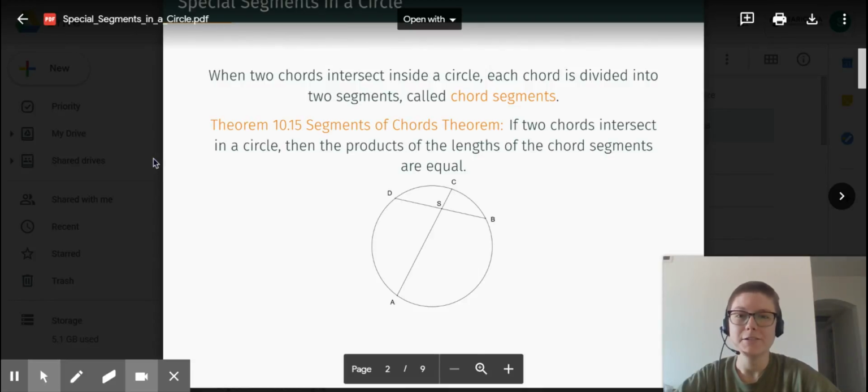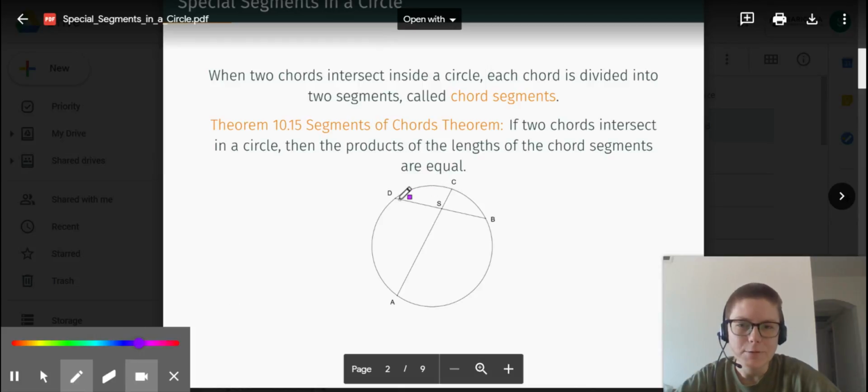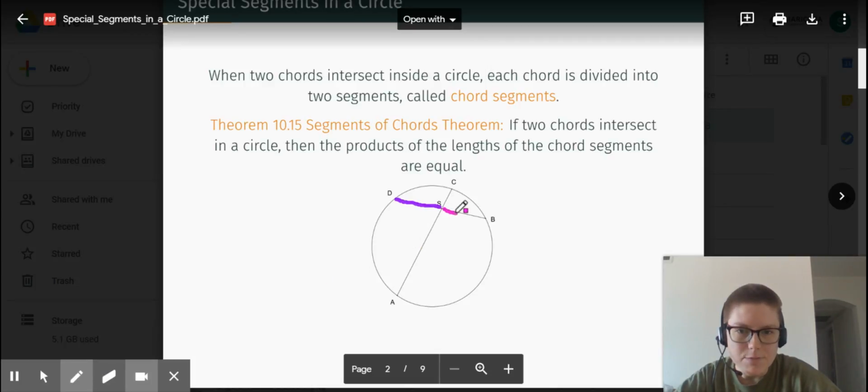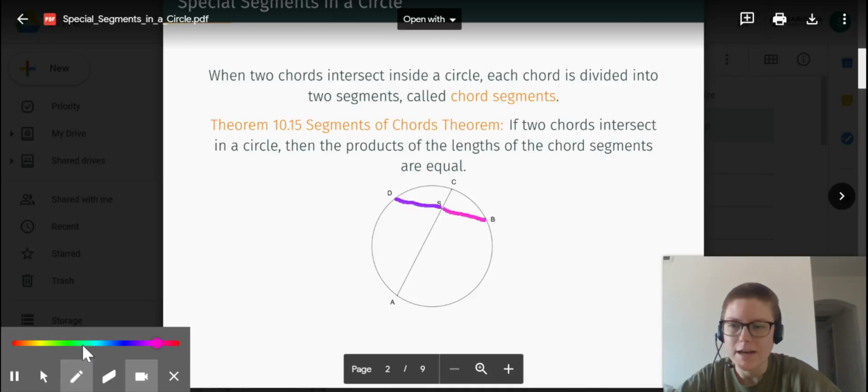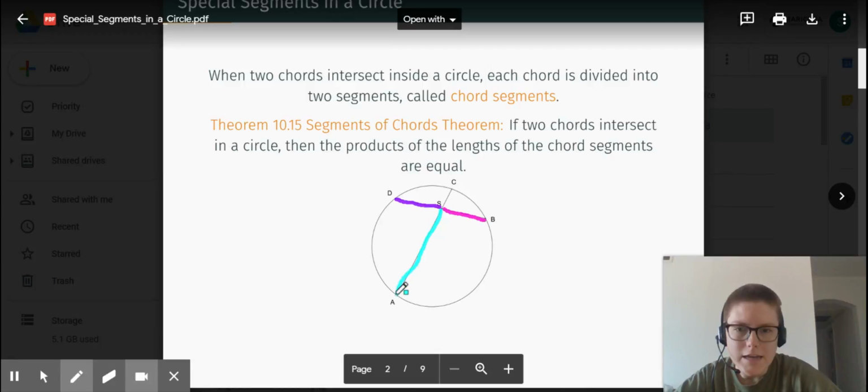So when two chords intersect inside a circle, each chord is divided into two segments. You can see that here we've got this piece DS and this piece SB. And then we've also got this piece SA and this piece SC, right? Two segments per chord. And if two chords intersect in a circle, then the products of the lengths of the chord segments are equal.